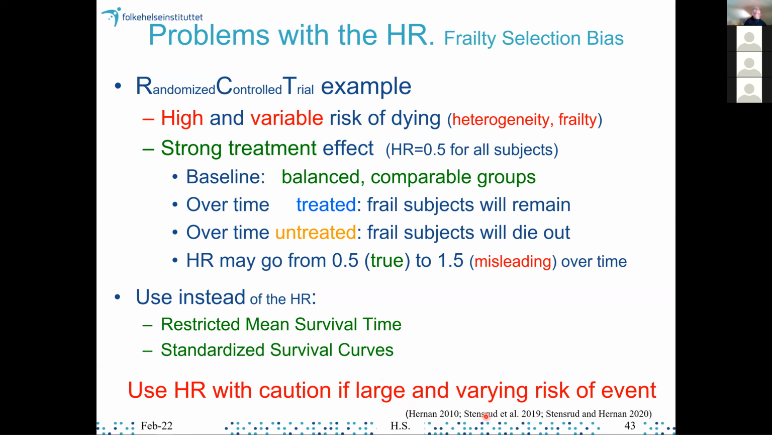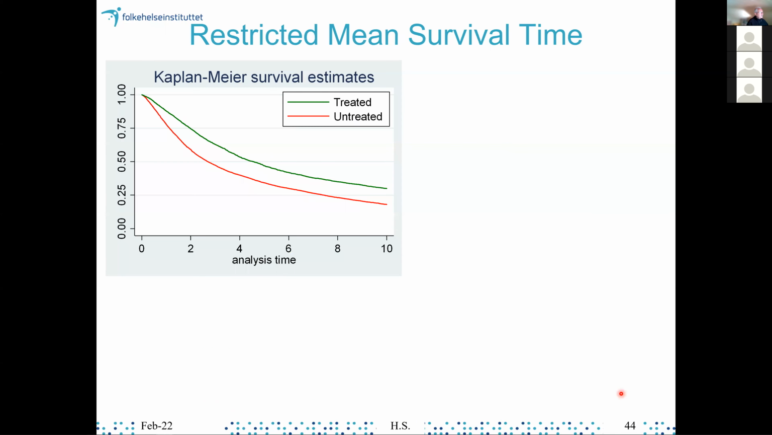So, take-home message: use the hazard ratio with caution if you have a large and varying risk of event, or large or varying risk of dying, I think would be more precise here. So what is a restricted mean survival time? Well, that's a concept that's actually very easy to understand. Imagine that you'd like to look at life expectancy, and you're comparing Oslo West to Oslo East. People in the West live 85 years. People in the East live only 80 years. So these are the mean survival times.